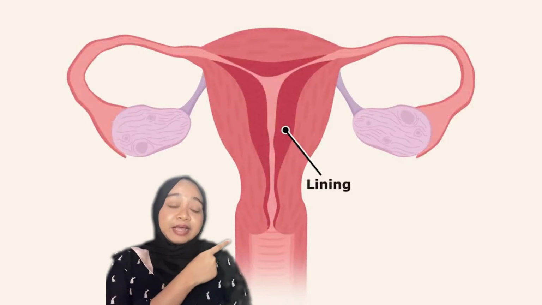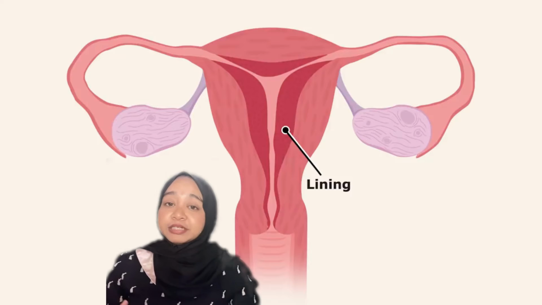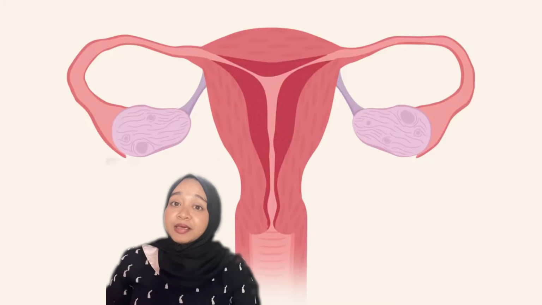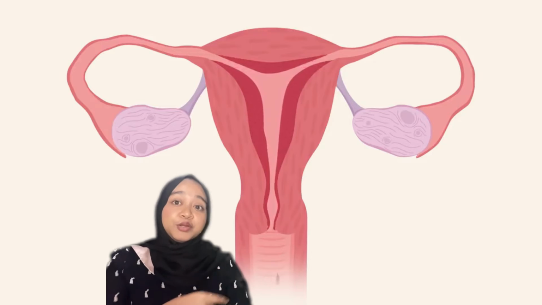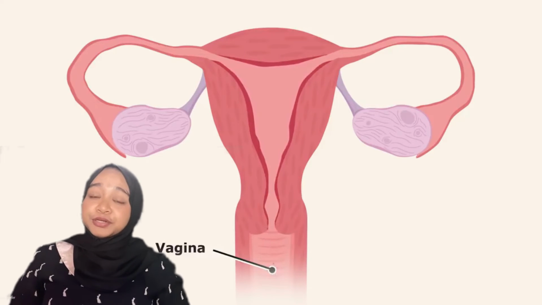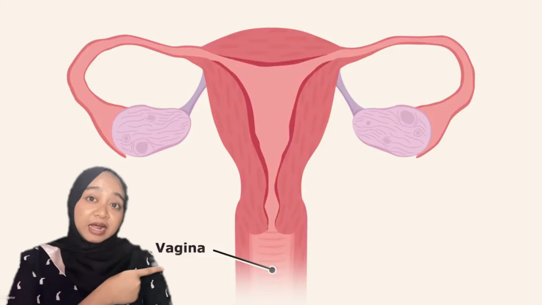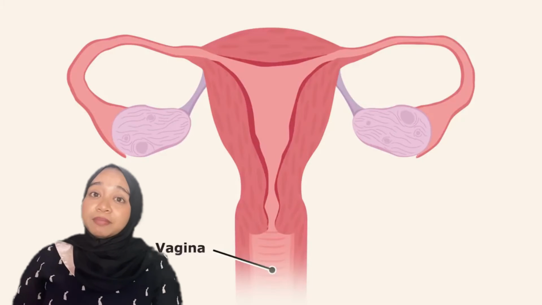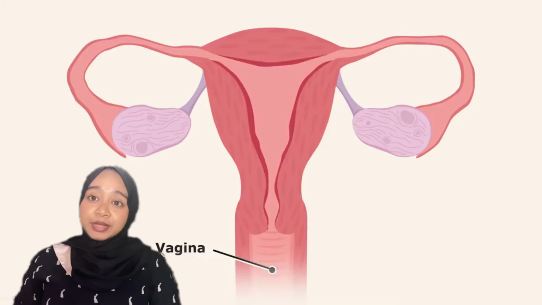The inner lining of the uterus supports and nourishes the developing baby. If there is no baby, the lining is shed during her period. During her period, blood and other tissues from the uterus leave the body through the vagina. A period can last from a few days to about a week.